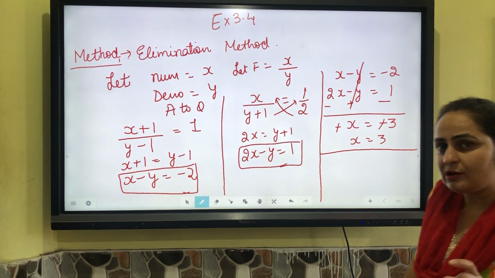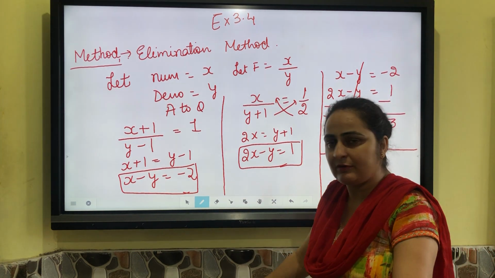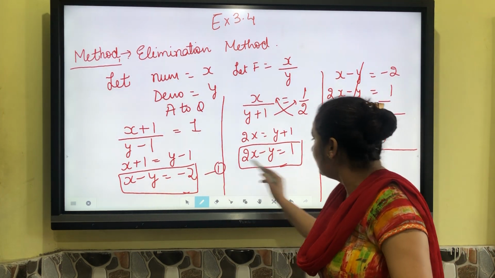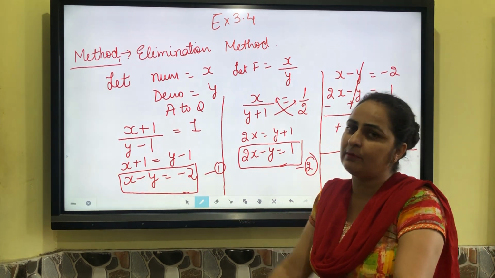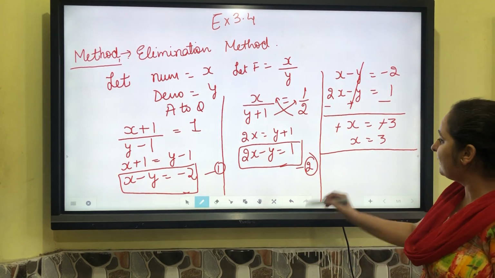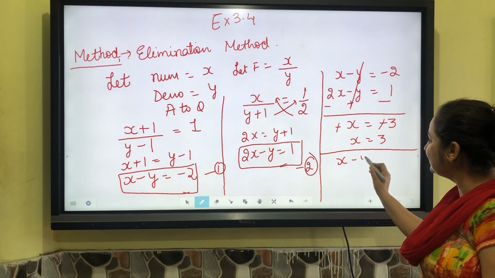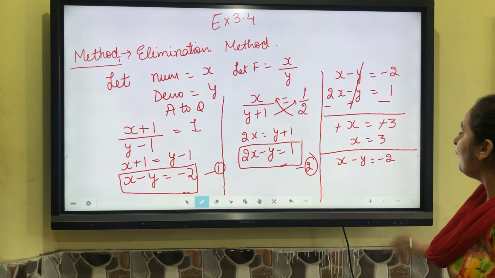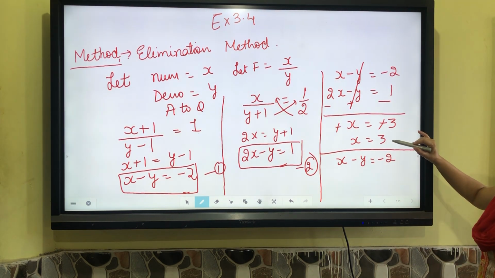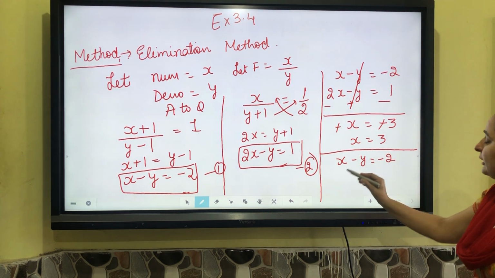For finding the value of y, consider any one of the equations, either equation number 1 or equation number 2. That depends on you. I am selecting equation number 1. Now, equation number 1 is x minus y is equal to minus 2. Now, what's the value of x here? That is 3.